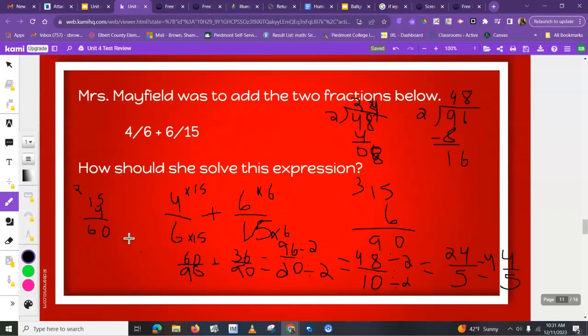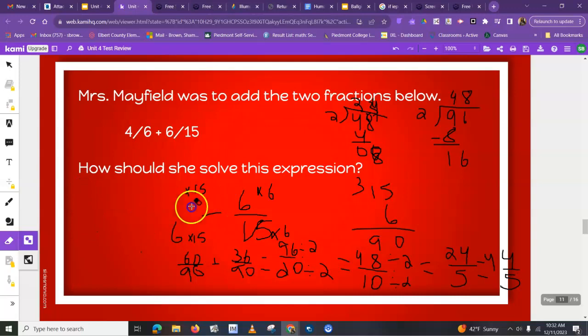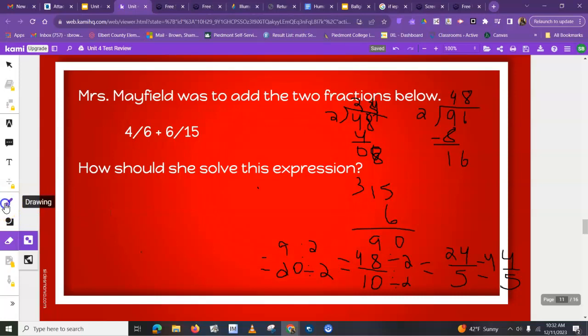All right, next one says Ms. Mayfield was to add 2 fractions below: 4/6 plus 6/15. So I will do that. I've already done it here, but my video got messed up, so I'll go ahead and just start over. I don't think I'm going to sit here and erase all of this, so what I'll do is go over here. I can't just clear my screen. So I have 4/6.